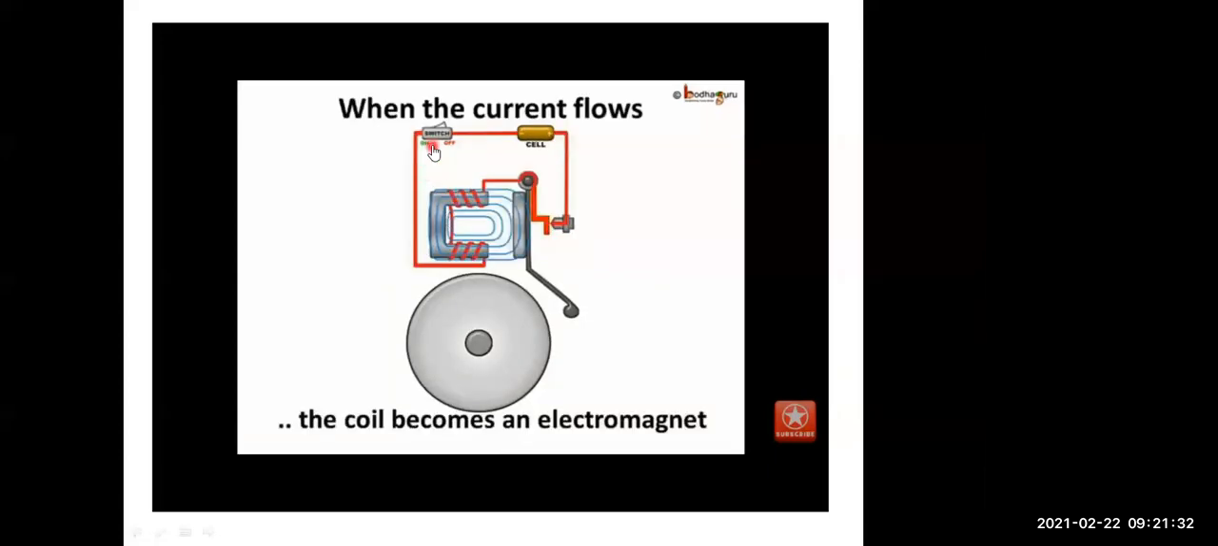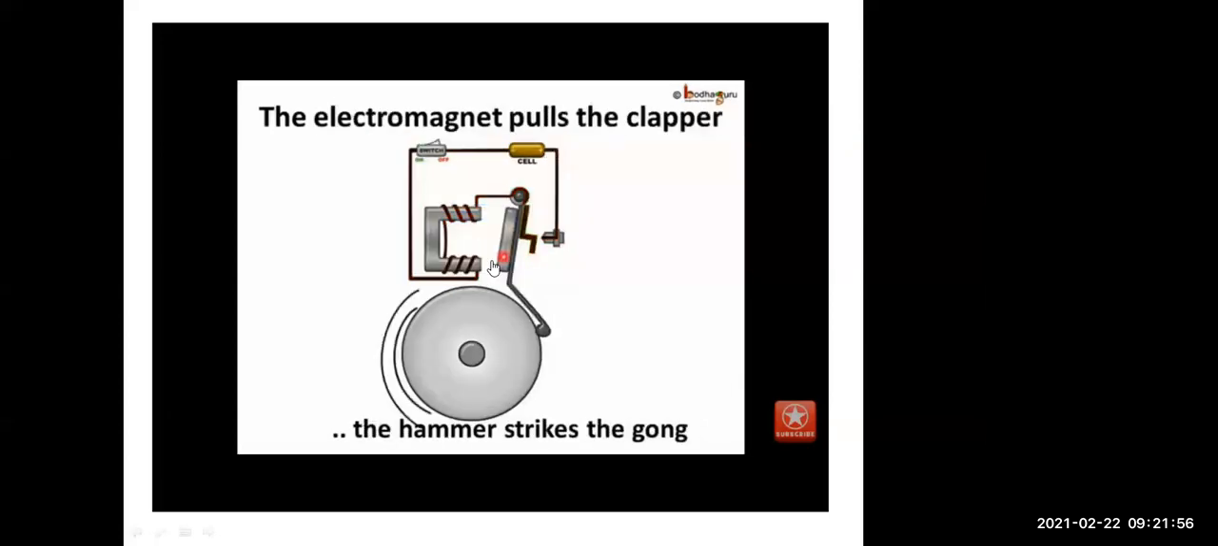Now what happens when the current is switched on, when the key is switched on? The current starts flowing. Now when the current starts flowing here, it starts behaving like a magnet. The magnetic field is produced over here, because of which this starts behaving like a magnet, and this iron bar will try to come near this. When it comes near this, it strikes the gong.